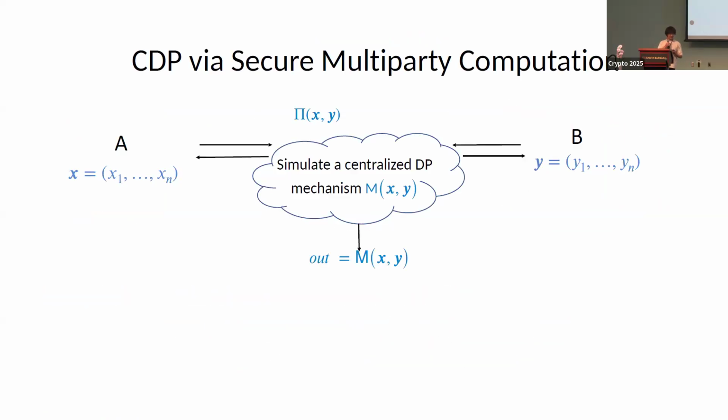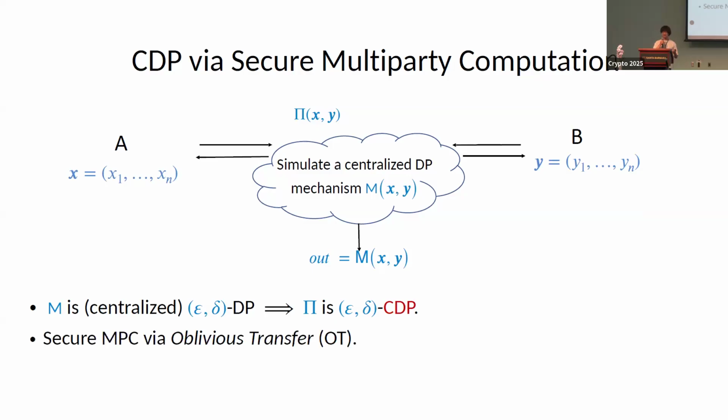The good thing is we can get CDP via secure multi-party computation. If we have a centralized DP mechanism M, we can use MPC to simulate it. So if this M is centralized epsilon-delta DP, then the corresponding protocol pi is epsilon-delta CDP. And we can get secure MPC via oblivious transfer. For inner product, the Laplace mechanism can easily compute it. So we have an accurate inner product protocol in two-party CDP.